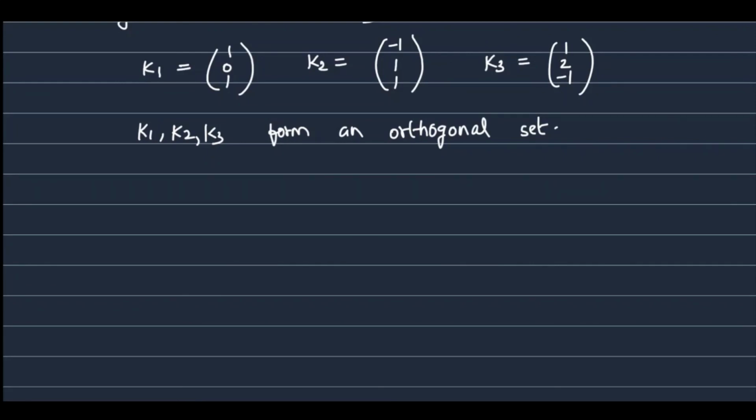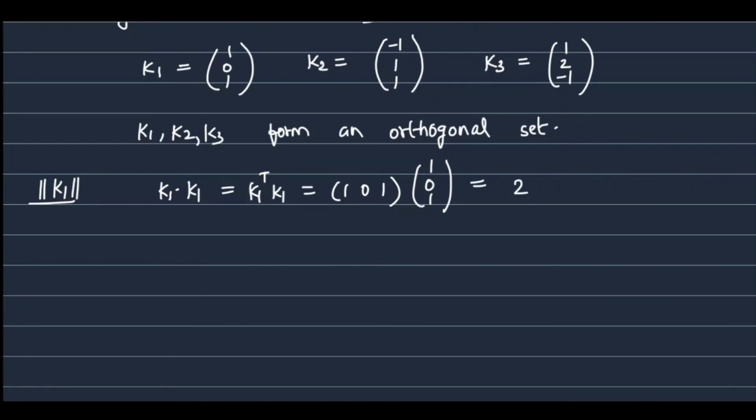So we have to find the norm of k1. For this we have to do k1 dot k1, which is defined to be k1 transpose k1. k1 transpose is 1, 0, 1, times 1, 0, 1. So we will get it as 2. We know that norm k1 is defined to be the square root of k1 dot k1. So we got k1 dot k1 as 2, so norm k1 is equal to root 2.